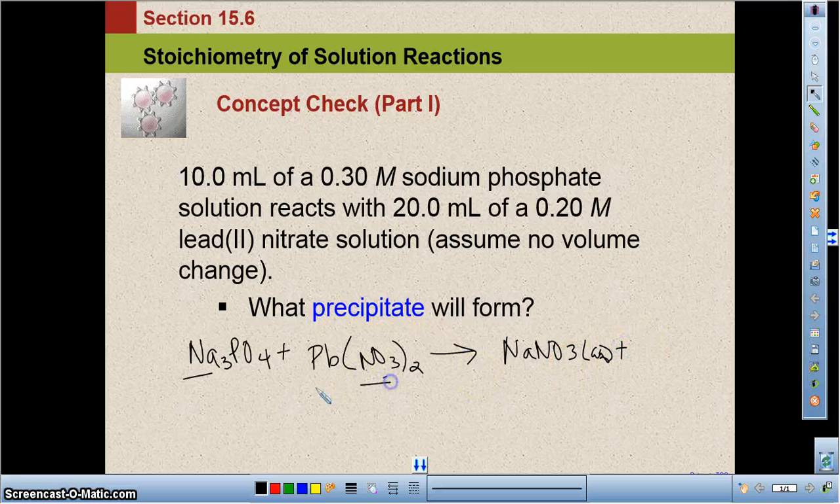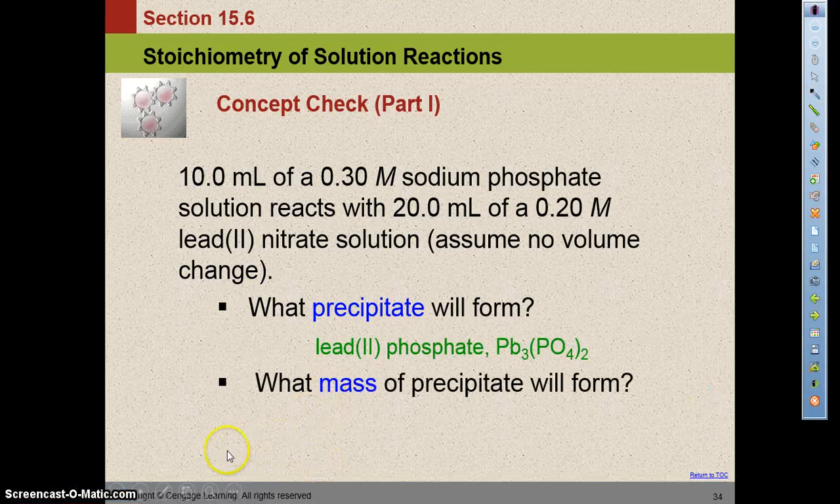The other possibility is going to be our lead with our phosphate. So lead in this case has a +2 charge, phosphate has a -3 charge, so it's going to be Pb3(PO4)2 solid that should form for this reaction. So there's our precipitate. And if you look on your sheet of solubility rules, you'll notice that it's a phosphate salt, which are not very soluble at all, and it's lead on top of that, so it's not going to be soluble. It will be a solid. So our precipitate is Pb3(PO4)2.